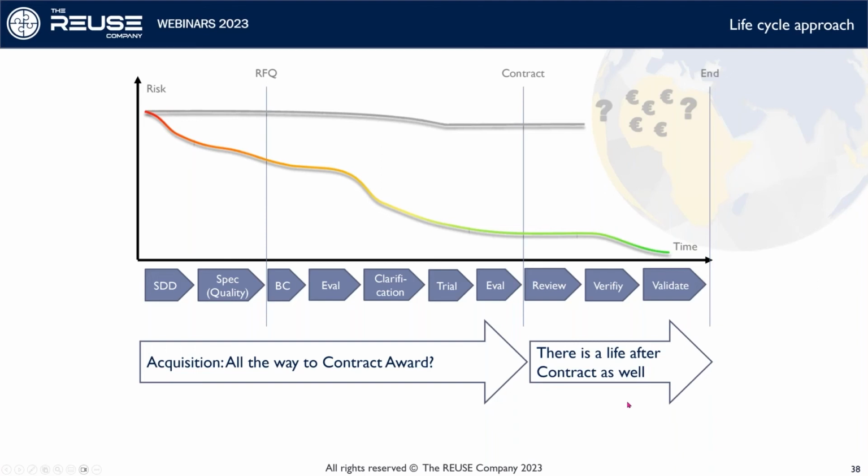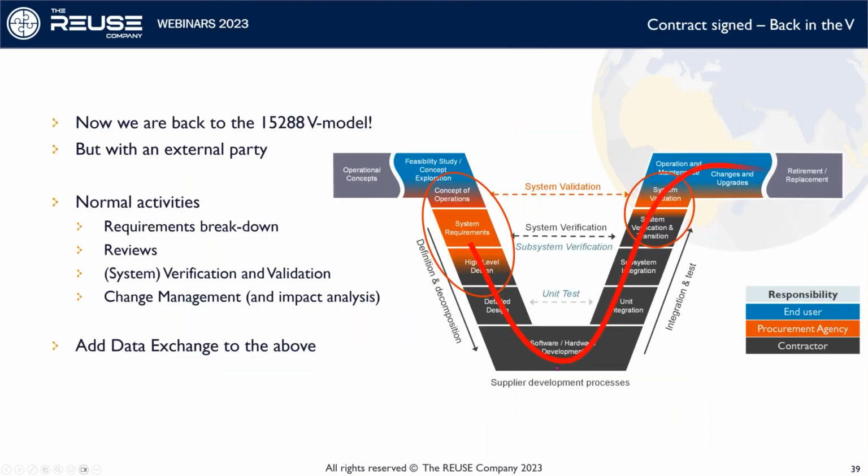And after having signed the contract, well, now we're basically on track again within our development V, however, with an external party. So we would need to go back to all the design reviews, all the verification and things with the external parties, meaning that we would have a way to exchange data and to keep data valid over time, over the life cycle.